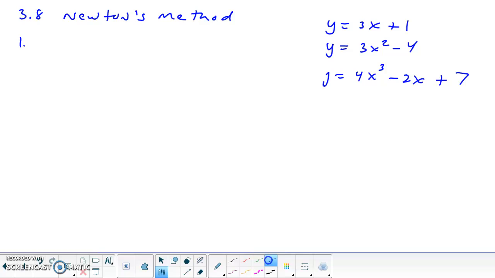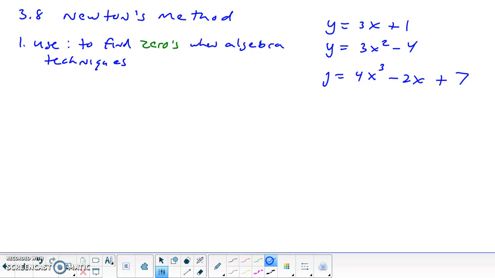So number one, use it to find zeros when algebra techniques won't find them. To find zeros, which again are what? X-intercepts. To find zeros when algebra techniques won't find them. Okay, so that's the idea.